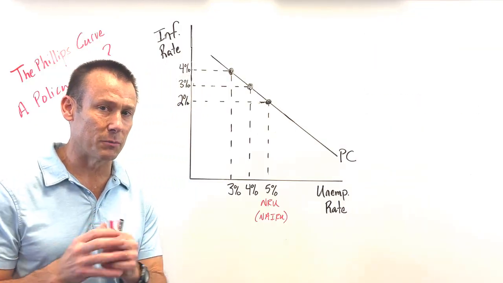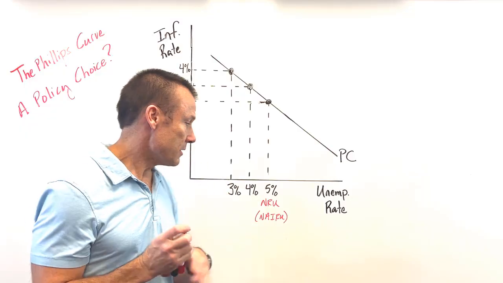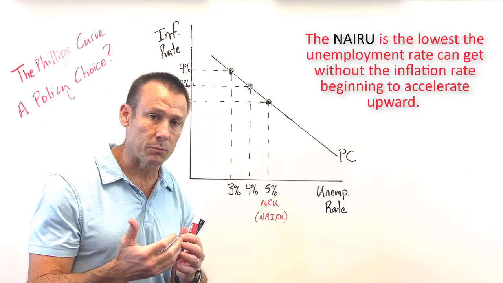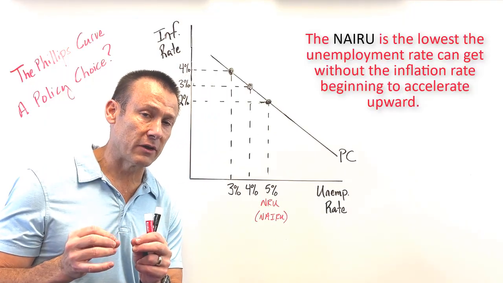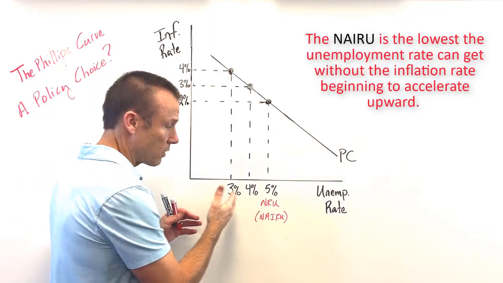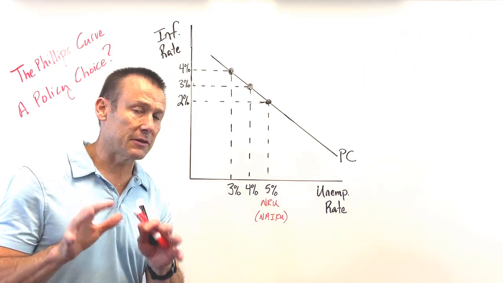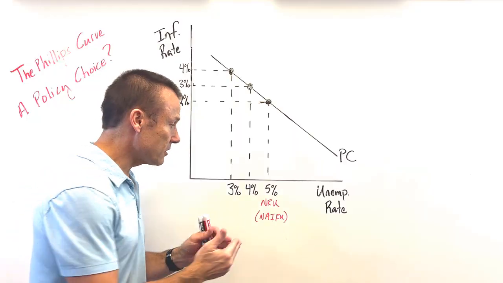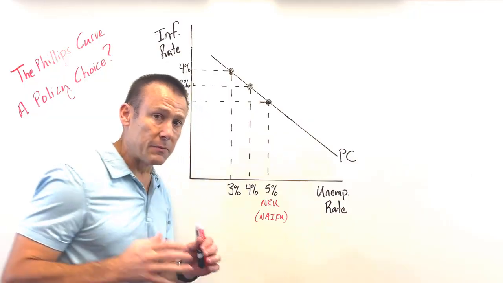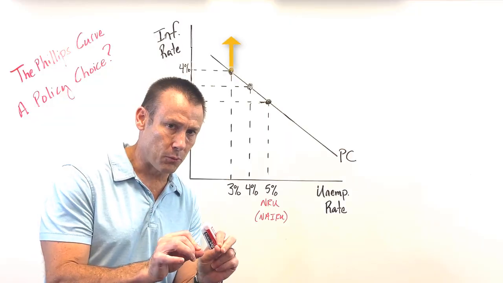I know that probably doesn't do much for you, but the definition should. The definition is where we get some clarity here. The NAIRU is the lowest the unemployment rate can get without the inflation rate beginning to accelerate upwards. Certainly, if we want a lower unemployment rate, we're going to take on a higher inflation rate. That's not the NAIRU. The NAIRU is saying there's some unemployment rate at which, if you try to go any lower, not only will the inflation rate tick up, it will begin to accelerate upwards, okay?